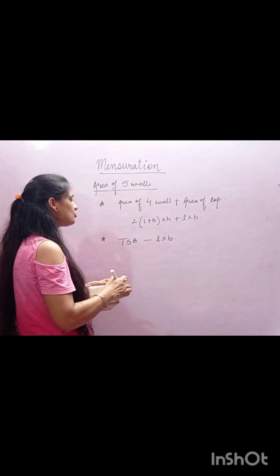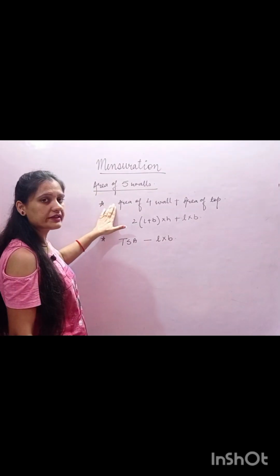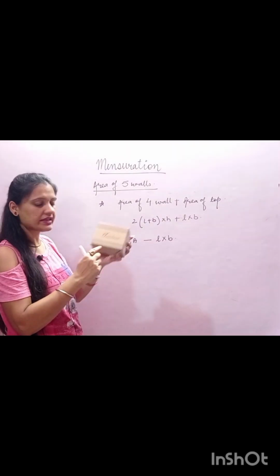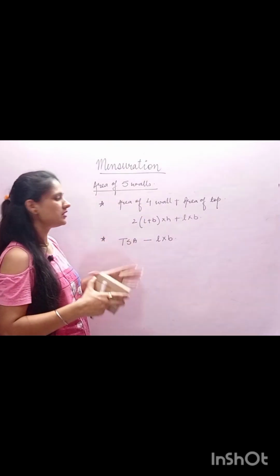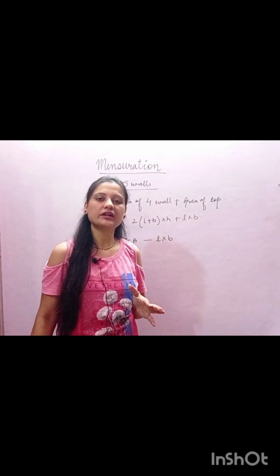So these are the two ways to find out the area of 5 walls: either 4 wall area plus the ceiling, or you can find out the TSA and then exclude the floor. This is how you can find out the area of 5 walls. I hope you understood now.